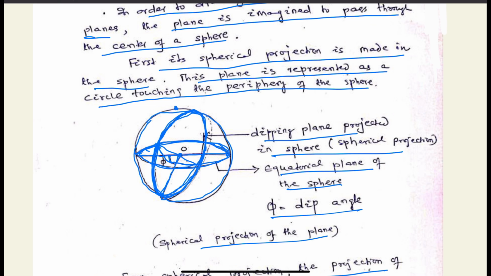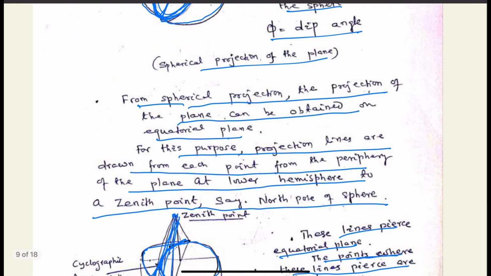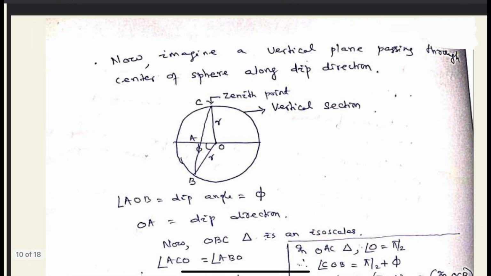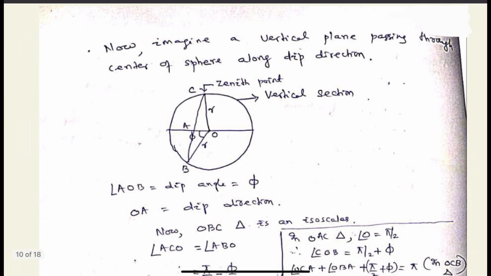So this cyclographic trace is the representative of this plane having dip phi. Thus, in this manner, we can draw planes in the form of semicircular arcs or in the form of cyclographic traces of big circles. So how to draw these big circles once the dip amount is known? That we can solve in a mathematical way.